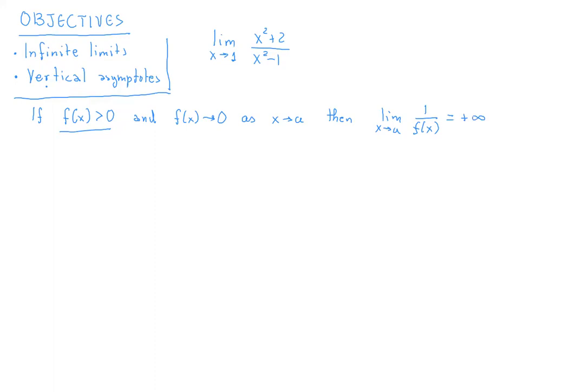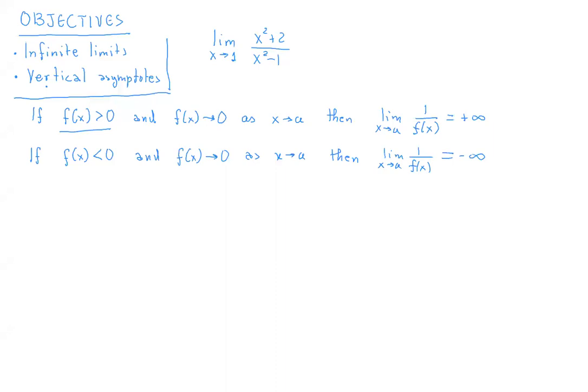On the other hand, if f of x is a negative function, and also f of x approaches 0 as x approaches a, then the limit as x approaches a of 1 over f of x, again, let's think about it. F of x has outputs that are small negative numbers, so the reciprocals are going to be huge negative numbers, and the limit is going to be negative infinity. And we will see that this is a principle that we're going to use.